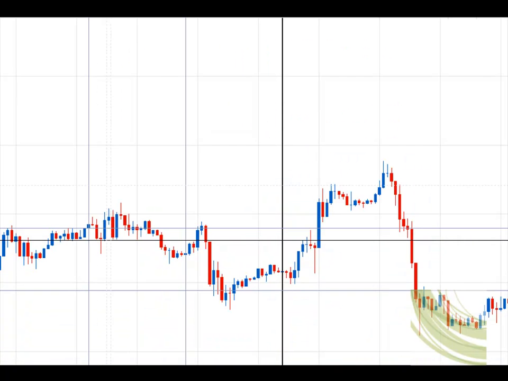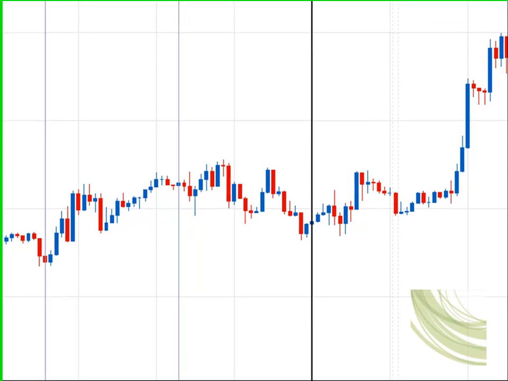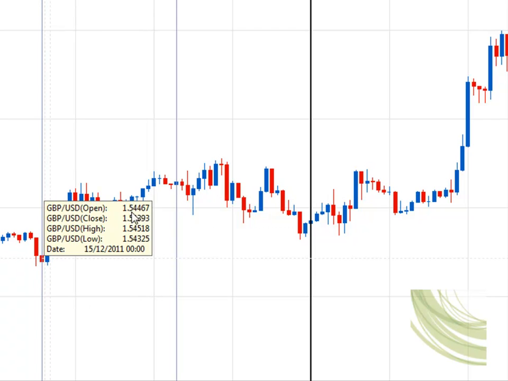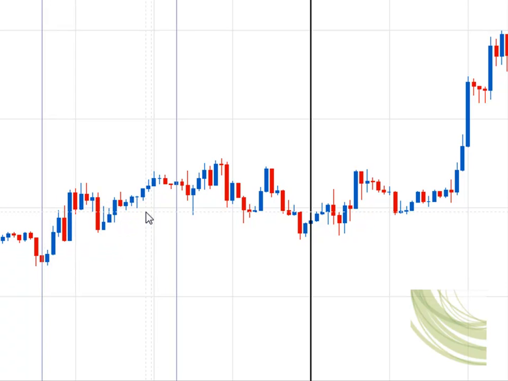Okay, so let's go to the pound dollar chart. So we have this pound dollar hourly chart now, and we'll do the same thing. Let's say I'm going to plot the M pivot for today here. So this is the data on the previous day. You can see between these two lines is the data for the previous day, but this is for today. So now I just click on the candle to find out what the open price is, which is 1.54467. I record it down.